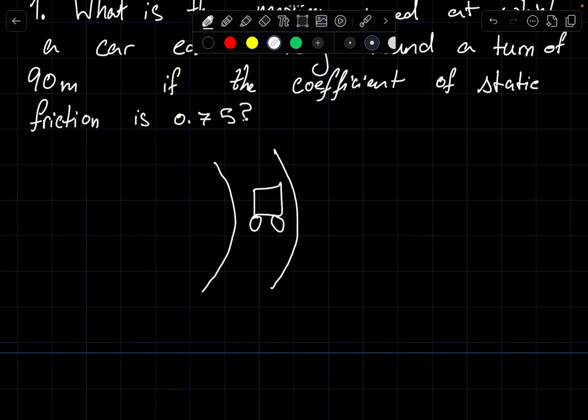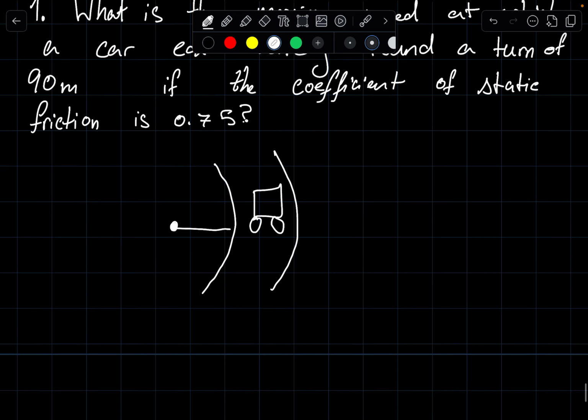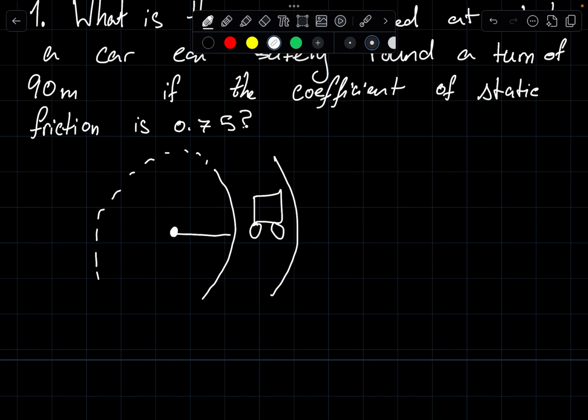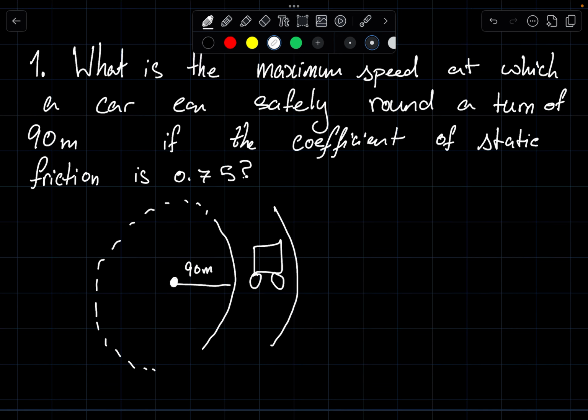Here's our car. Here's our turn. Now it has a radius of 90 meters, right? And a coefficient of static friction of 0.75. Now we know the velocity is in this direction, and we want it to turn in this way. So we have to apply a perpendicular force to the velocity. This force here is the friction, right?